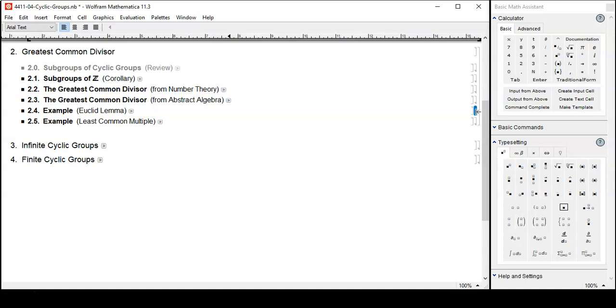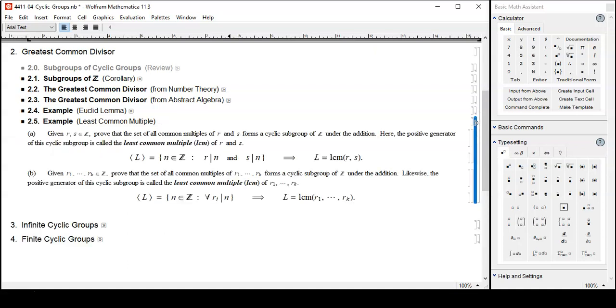What about the least common multiple? Given a pair of integers R and S, prove that the set of all common multiples of R and S forms a cyclic subgroup of Z under the addition. Here, the positive generator of this cyclic subgroup is called the least common multiple. I think you should have called it the non-negative generator.